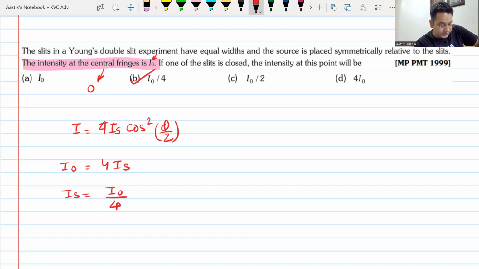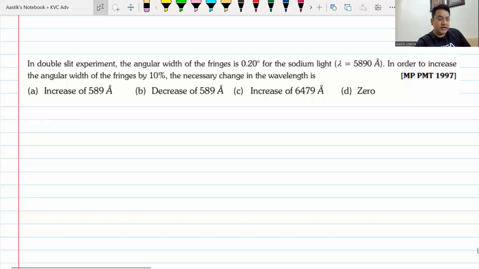We will continue to solve more questions because I know that if a question comes from this part, it will be from one of the questions that we are going to do. In Young's double slit experiment, I'm trying to cover each and everything that we have covered in terms of questions. The angular width of the fringes is 0.2 degrees for sodium light. Lambda is given as 5890 Angstrom. In order to increase the angular width of the fringes by 10%, what is the change in the wavelength?